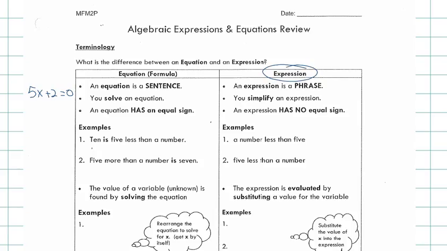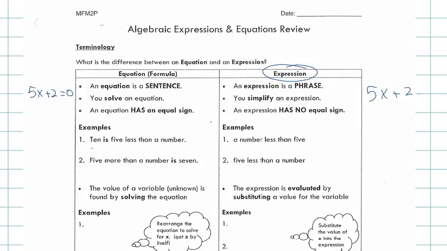So for example, if I have something that looks like this, right? There's no equal sign. So that's just an expression. That's an expression, right? Sometimes you can simplify expressions. This is already simplified in the simplest form, right?